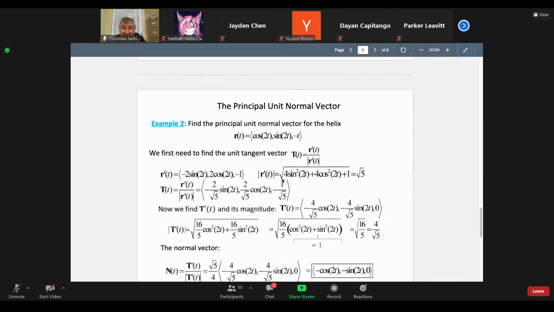The magnitude of the derivative is the square root of 4 sine squared plus 4 cosine squared plus 1. As before, 4 sine squared plus 4 cosine squared gives you 4, and 4 plus 1 gives you 5. So that's the square root of 5. The magnitude of r prime of t is always square root 5. So the unit tangent vector is r prime of t divided by the magnitude of r prime of t, which is minus 2 over square root 5 sine, 2 over square root 5 cosine, and minus 1 over square root 5, because that's the magnitude.